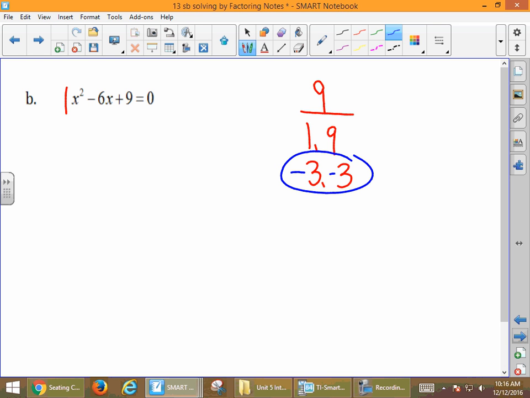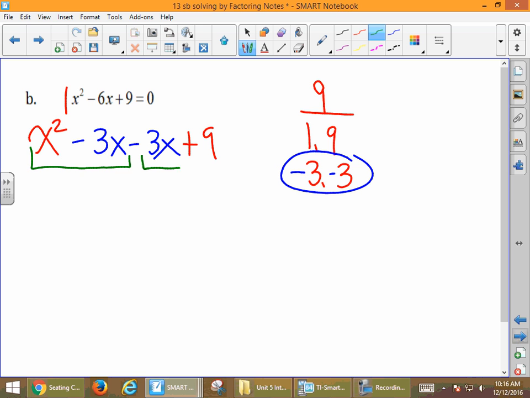-3 and -3. So we've got our x squared. And we've got our 9. Minus 3x. Minus 3x. And then we're going to group. We've got 4 terms. Now, when we have 4 terms, we factor by grouping. So, what's in common in the first group? Jordan? It's x. We had 2 x's. We took out 1. 3x divided by x is 3.